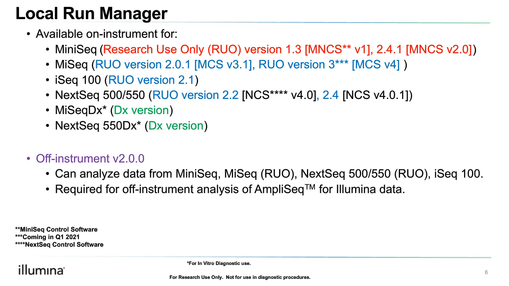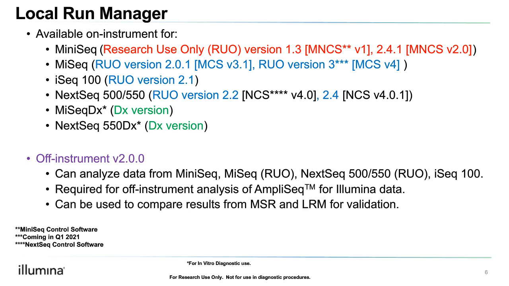So if you are using MiSeq control software version 2 on the MiSeq instrument, note that the AmpliSeq workflows, for example, DNA amplicon or RNA amplicon, are not available in MiSeq Reporter. So if you want to analyze this data, you can use Local Run Manager off-instrument version, and this can be used to analyze AmpliSeq for Illumina data. The Local Run Manager can be used for comparing the results from MiSeq Reporter for validation as well.